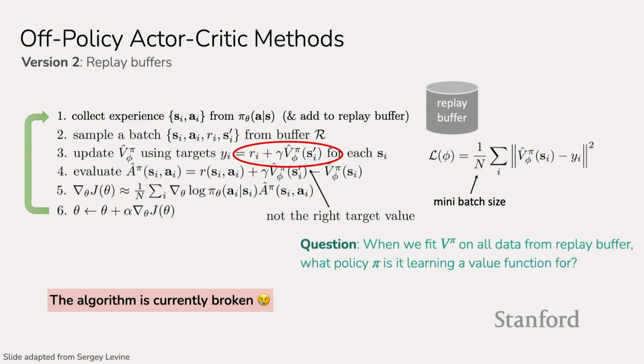And I have a question for you. When we're fitting a value function on all of the data in the replay buffer, which is the data from all of our previous policies, what policy are we learning a value function for when we fit the value function this way from data in our replay buffer? I'll give you 2 minutes to discuss that, and then we'll come back.